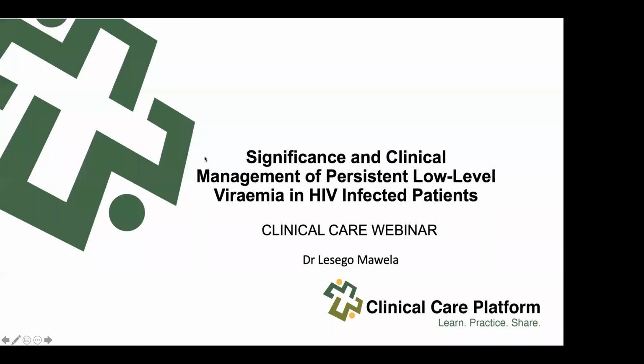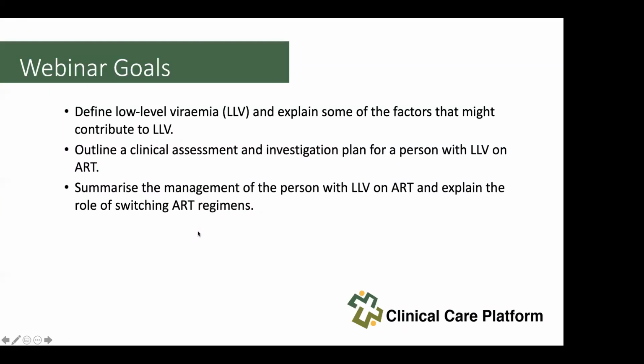Let's then indulge in this topic and look at some of the key areas we are going to cover. At the end of this session, the aim is to help you define what low-level viremia is and explain some of the factors that might contribute to low-level viremia or a detectable viral load, for lack of a better word. But also for us to agree on how we are going to approach the assessment of patients who present with high viral loads, and then summarize the management: now that you have picked it up and assessed the patient, how do you go about approaching such patients?